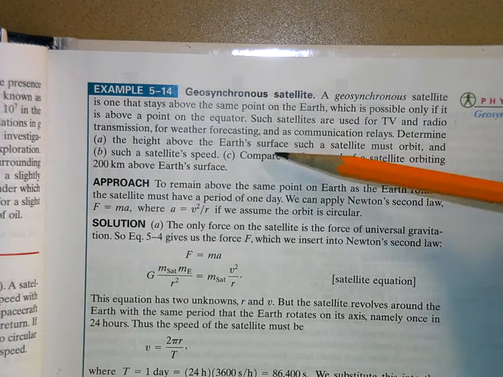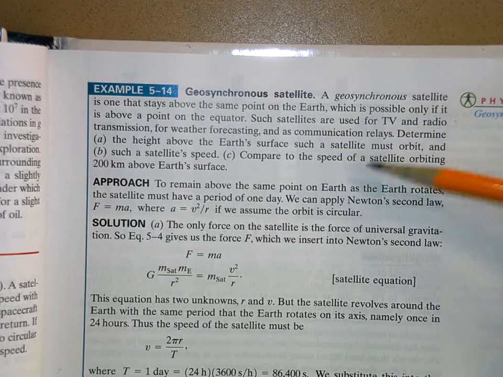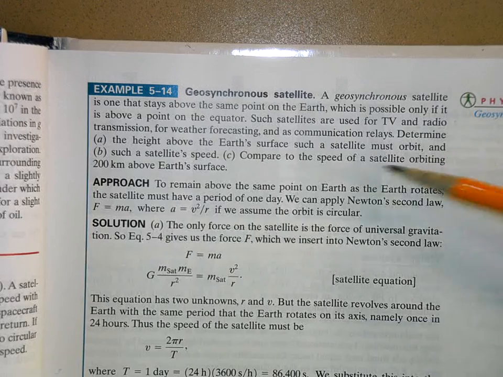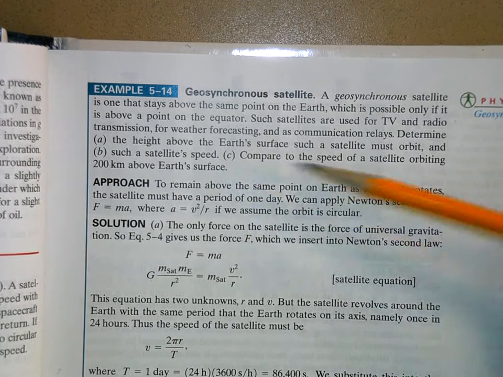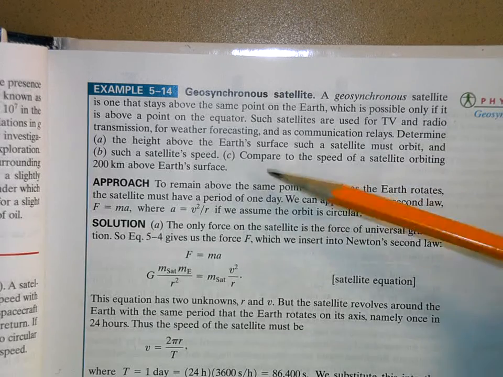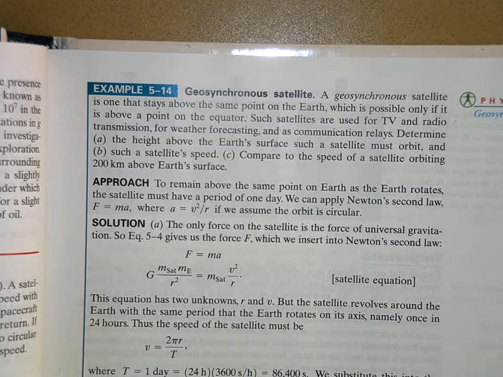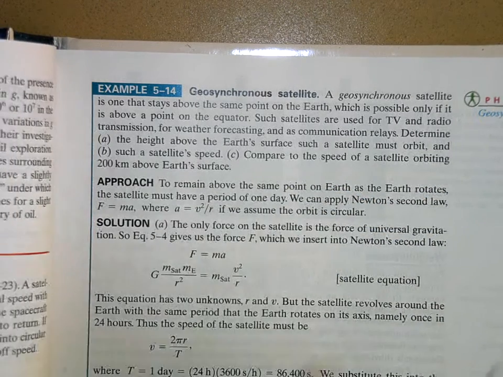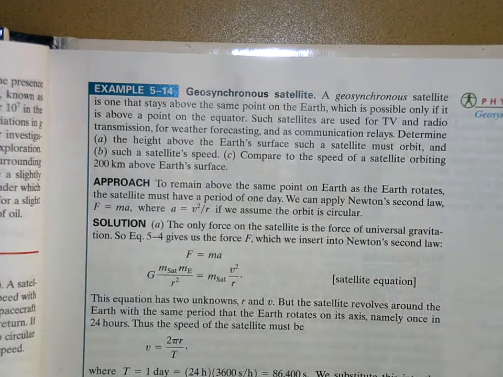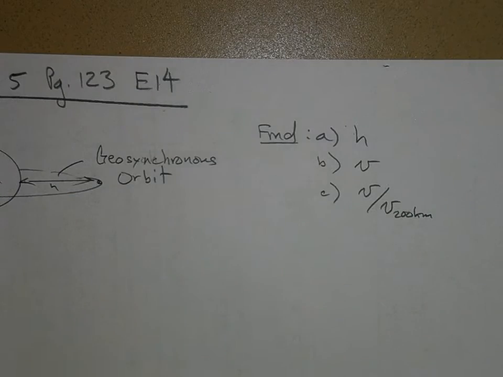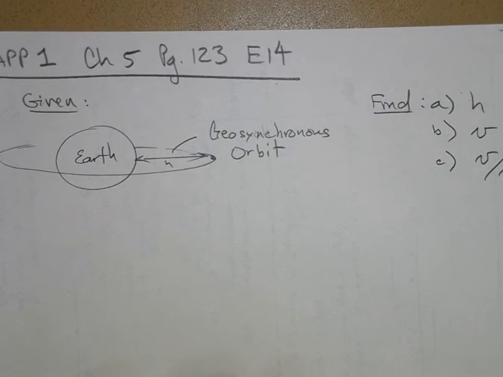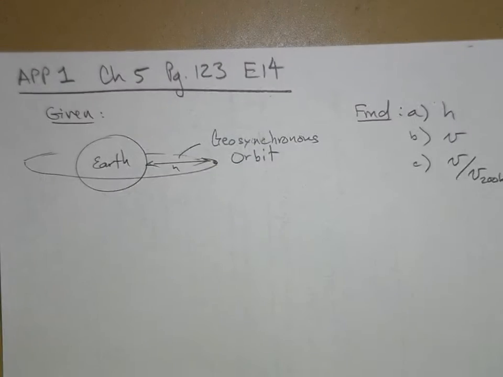We want to determine, A, the height above the Earth's surface at which the satellite must orbit, and B, what is the satellite's speed, and compare that to a satellite orbiting at a low Earth orbit at a height of 200 kilometers. I don't know if I'm going to have a chance to get to B and C, but I'm going to at least get A done. Well, let's zoom back out.